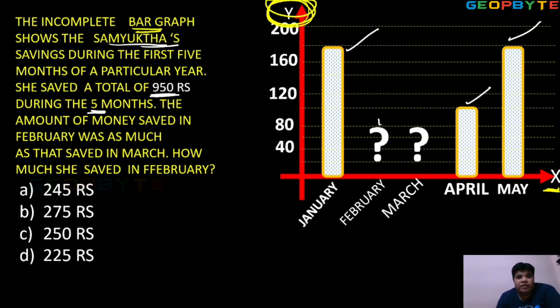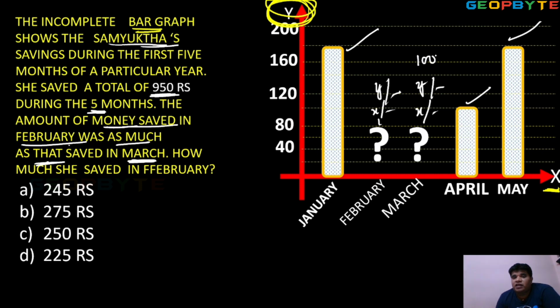The amount of money saved in February was, concentrate on this line, as much as that saved in March. As much as that means the same money. Suppose in March she saved X rupees, then in February also X rupees. Suppose in March 100 rupees, then in February also the same 100 rupees.